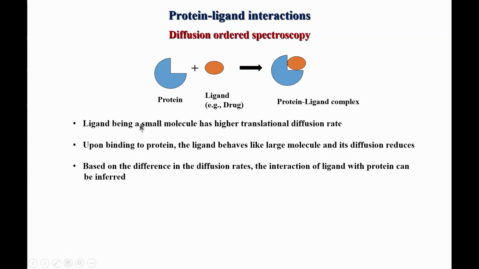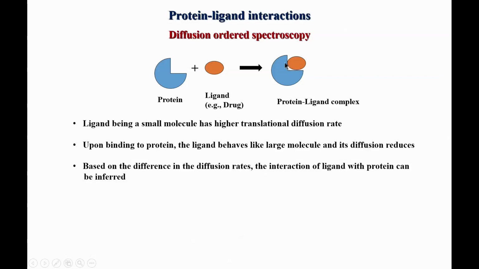Now, if the ligand binding is not strong, then there will be another complication. There are two, or let us say three, possibilities. Possibility number 1 is that the ligand does not bind to the protein at all. If that happens, then there should not be any change in the diffusion of the ligand, because it remains in the unbound form. Whether the protein is present or not, the diffusion of the ligand should not change if it is not binding to the protein. But imagine another scenario where it binds to the protein, but does not bind very tightly.